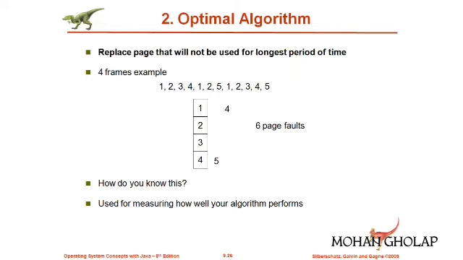In the optimal algorithm, we have to replace the page that will not be used for the longest period of time in the future. So here again we have an example. If you have 4 frames and a sequence like this, it is likely to create 6 page faults. And how do you know this, and is it used for measuring how well your algorithm performs?